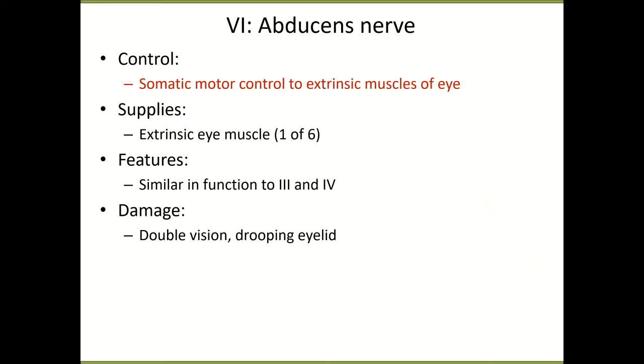All right. So he's similar in what he does to cranial nerves number 3 and 4. So 3, 4, and 6, those are the ones that control those extrinsic eye muscles. And if you can't properly coordinate those eye muscles, your eyes can't focus, you're going to get double vision, you're going to get drooping eyelid, most of those symptoms that we talked about earlier.